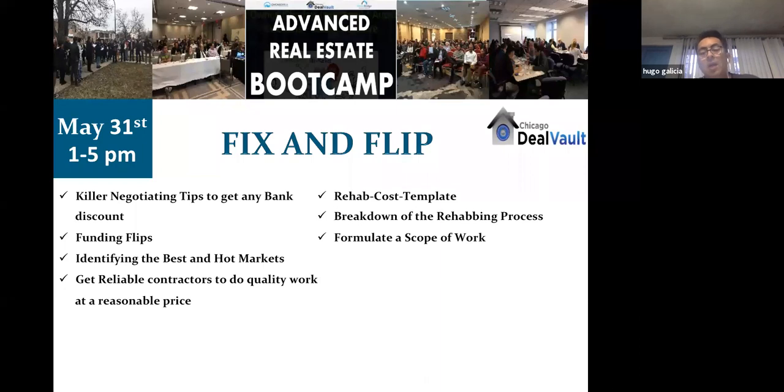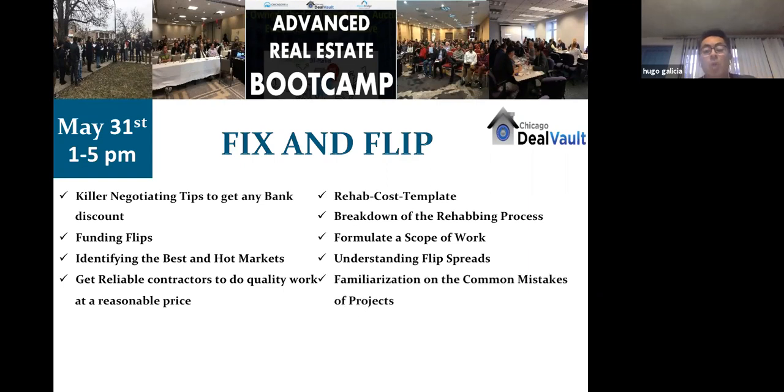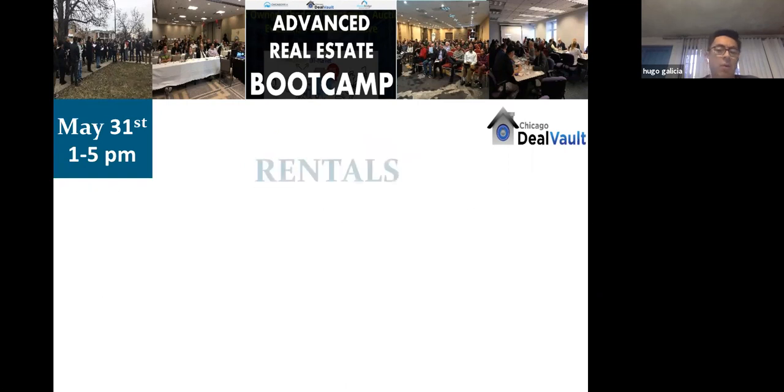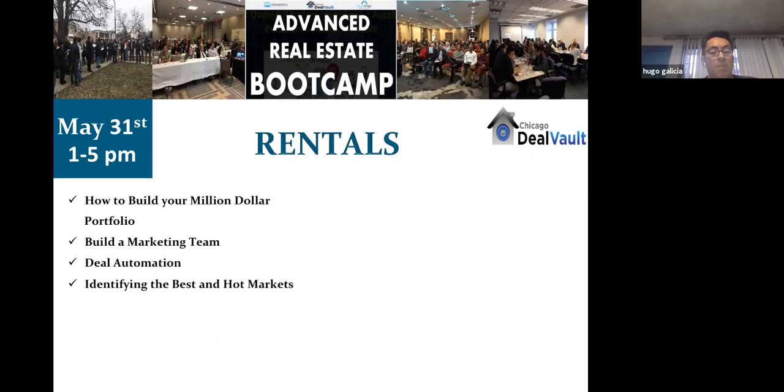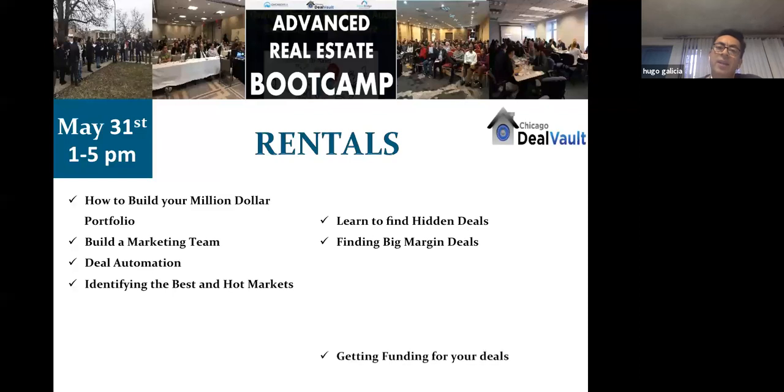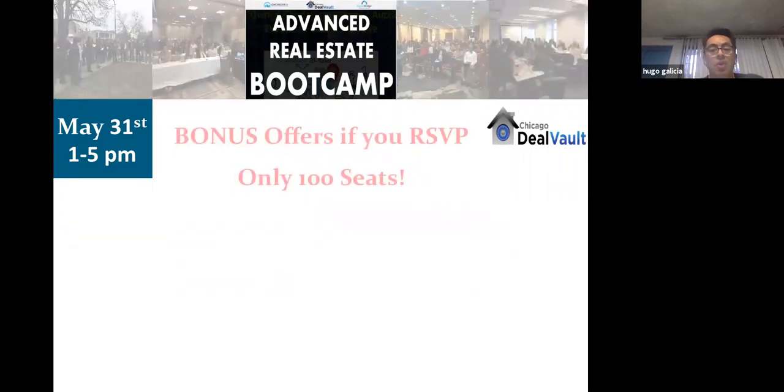We're going to be sharing the spreadsheet that I showed you, going through the breakdown of the rehabbing process. We're going to dissect it and touch on the scope of work that I talked about today. We're also going to cover flip spreads, when it makes sense to do a flip, and what your profit should be. Make sure that you don't make some of the common mistakes. And then rentals, this is going to be my favorite topic: how you're going to build a $1 million portfolio, having a marketing team, covering the top rental markets, identifying hidden deals, big profit margins like home run deals, and most importantly, presenting your deal for funding. That's going to be so cool.